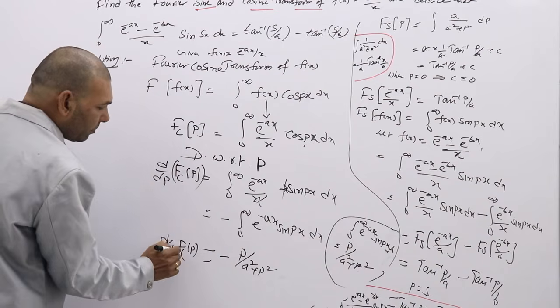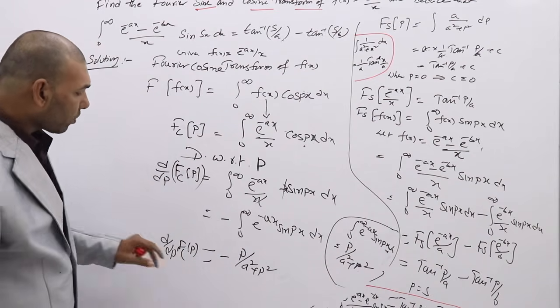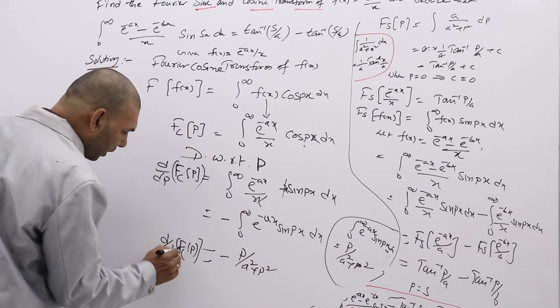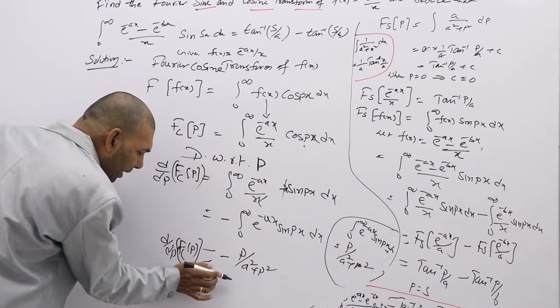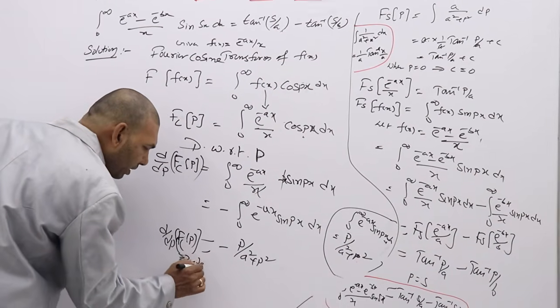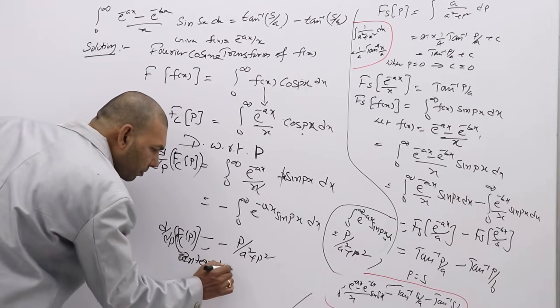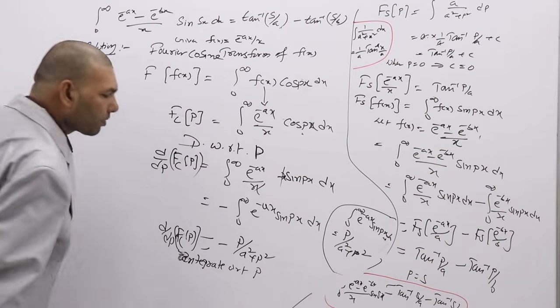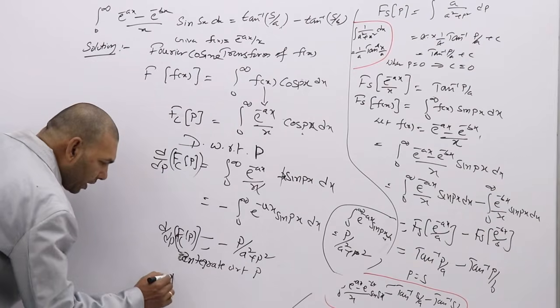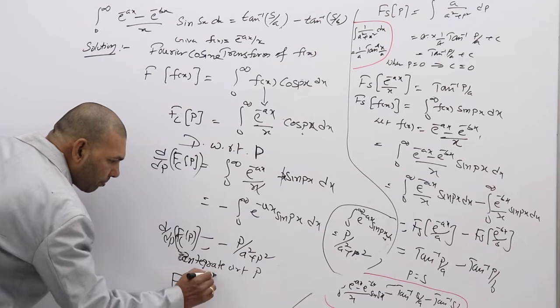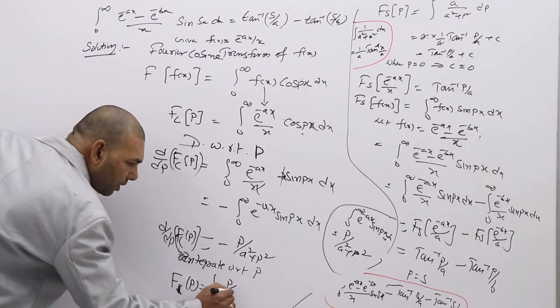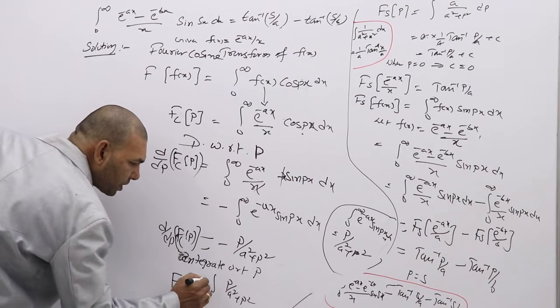But we need the Fourier cosine transform. That means we don't want this d by dp. To eliminate this one, integrate with respect to p. If you integrate with respect to p, you will get Fc of p equals integral of minus p by a square plus p square.